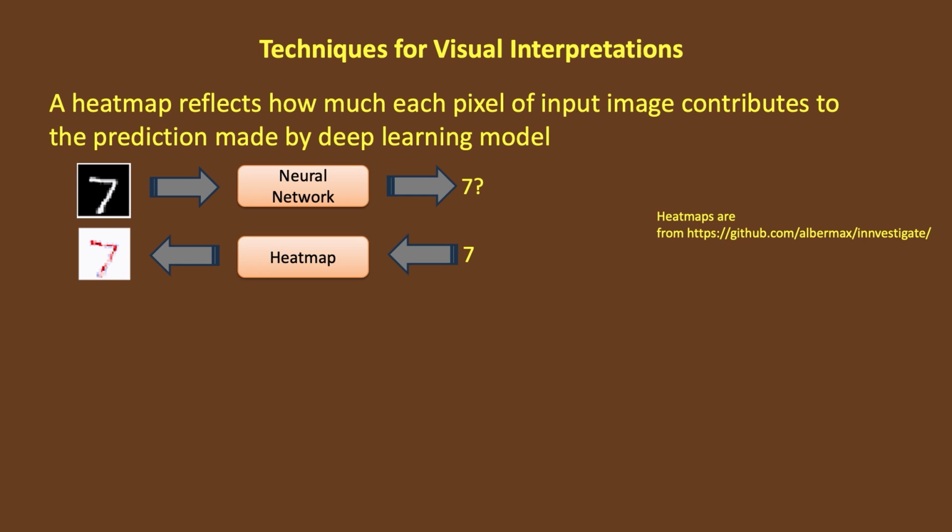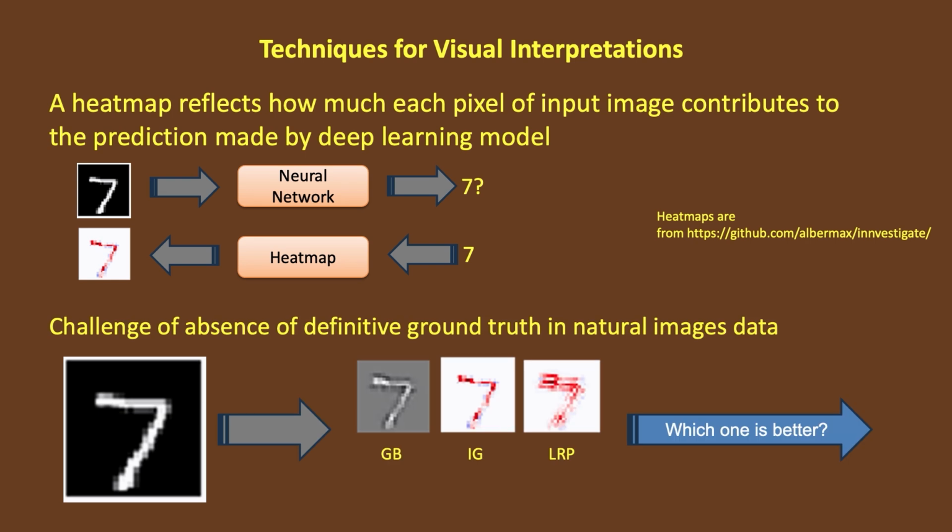So assume we have a model that is trained to predict natural handwriting images, like what you see here, number 7. And the neural network can detect, among various kinds of numbers, that this is the number 7. The heat map goes the other way around. From a label, we go back and generate the map, and we know now which pixels have contributed most to the decision.